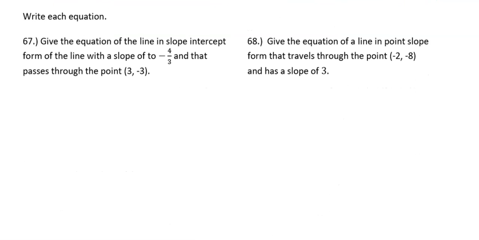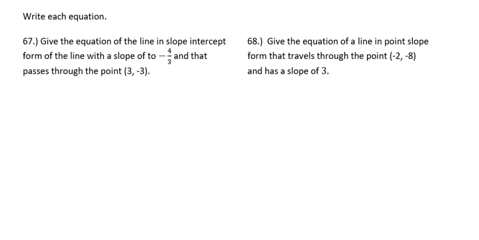If I look at this one, I want to write the equation. This one says, give the equation of the line in slope-intercept form of the line with a slope of -4/3 and passes through the point 3, -3. Remember, slope-intercept form, we typically go right to that if we have the slope and the y-intercept. Those are the two things required for slope-intercept. And so as I look at this, I have the slope, but I don't have the y-intercept. What the problem gave me is the slope and a point.